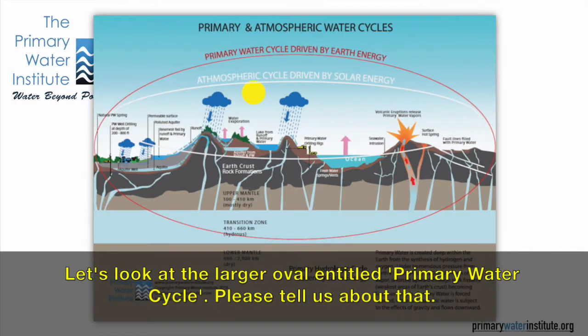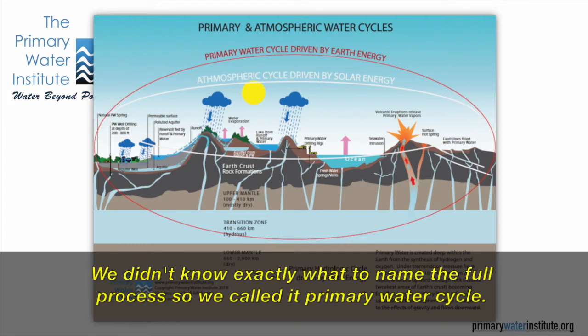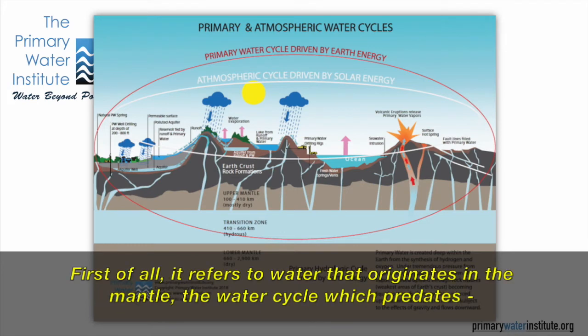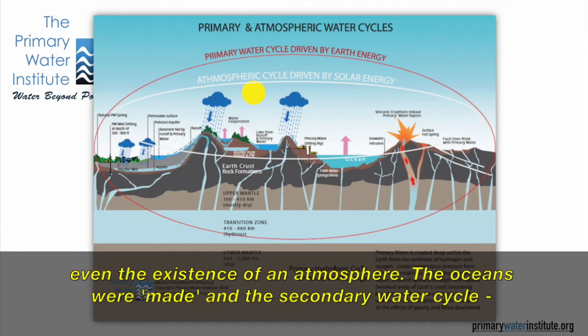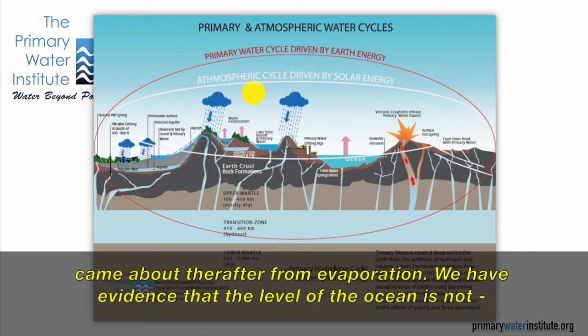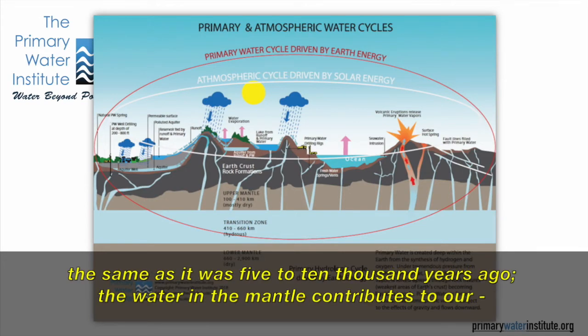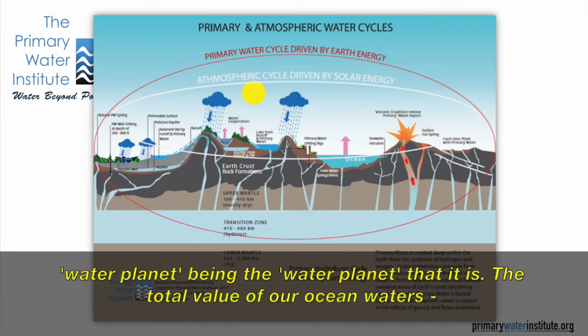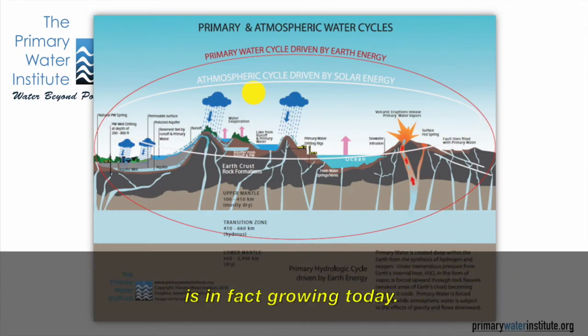Let's look at the larger oval, entitled Primary Water Cycle. Please tell us about that. We didn't know exactly what to name the full process, so we called it primary water cycle. First of all, it refers to water that originates in the mantle, the water cycle which predates even the existence of an atmosphere. The oceans were made, and the secondary water cycle came about thereafter from evaporation. We have evidence that the level of the ocean is not the same as it was 5 to 10,000 years ago. The water in the mantle contributes to our water planet being the water planet that it is. The total value of our ocean waters is in fact growing today.